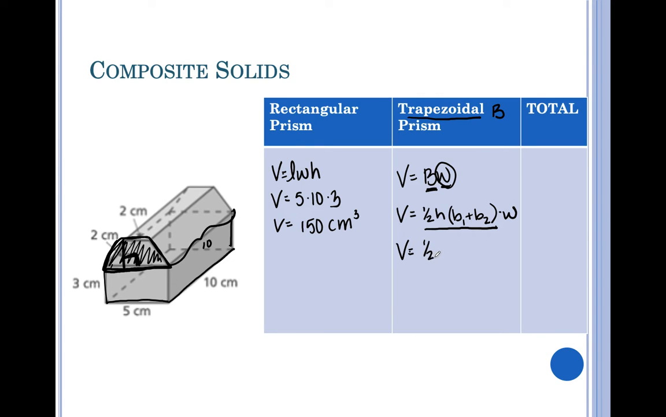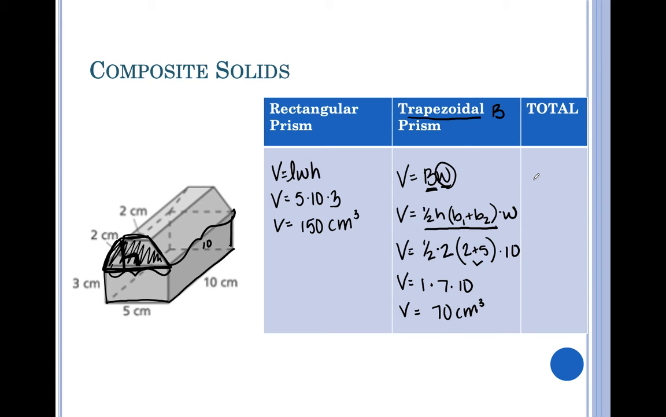Okay, so looking at our trapezoid, we have 1/2 times the height. The height here is 2 centimeters. Base 1 is also 2 centimeters, and base 2 is 5 centimeters. So that's 2 plus 5, and then the entire trapezoid multiplied by 10 to get the volume. All right, so half of 2 is 1, so that's 1 times 2 plus 5, which is 7, times 10. 1 times 10 times 7 is 70 centimeters cubed for our total volume of the trapezoidal prism.